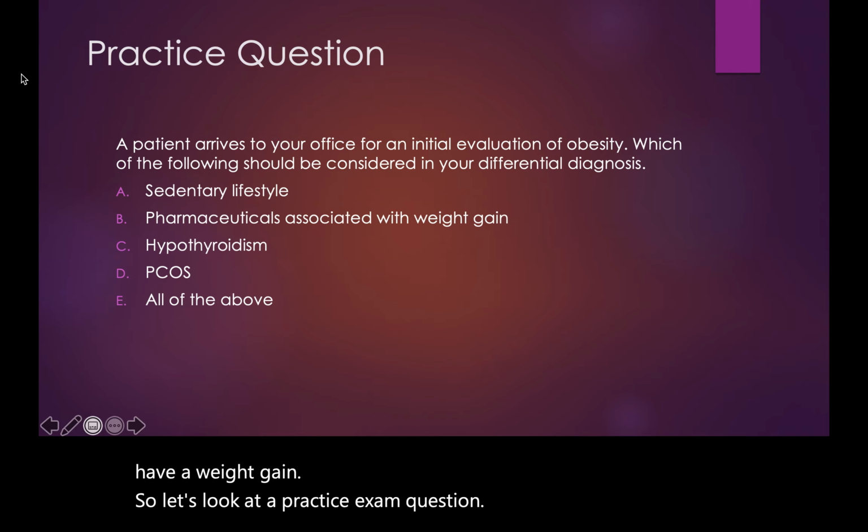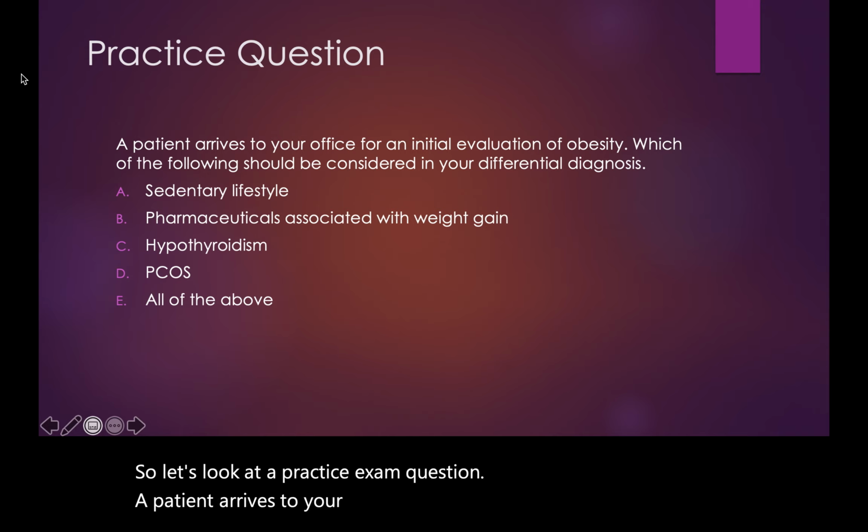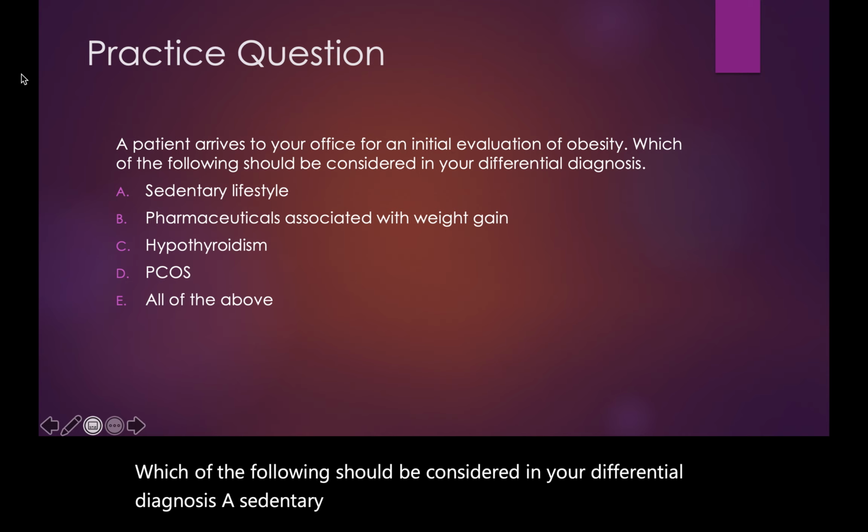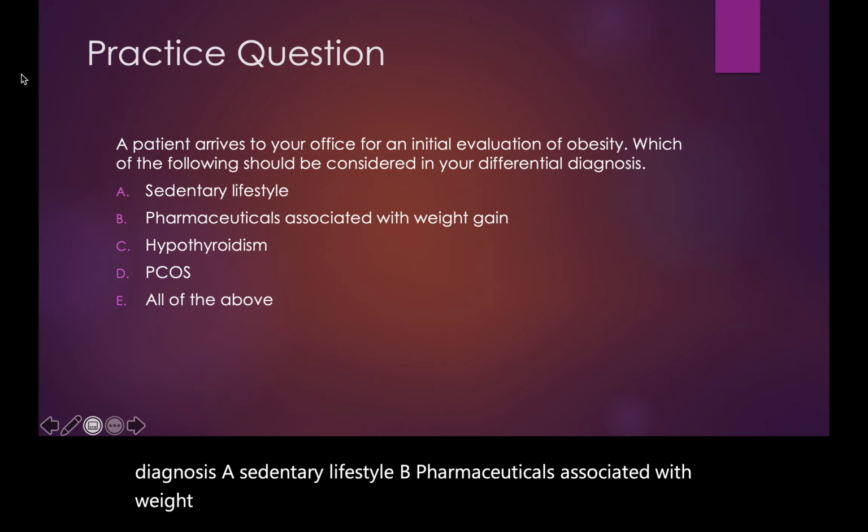A patient arrives to your office for an initial evaluation of obesity. Which of the following should be considered in your differential diagnosis? A, sedentary lifestyle. B, pharmaceuticals associated with weight gain. C, hypothyroidism. D, PCOS. Or E, all of the above.